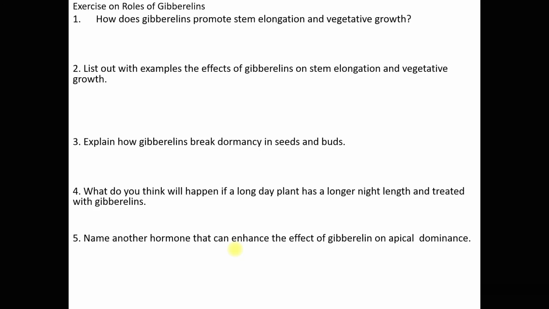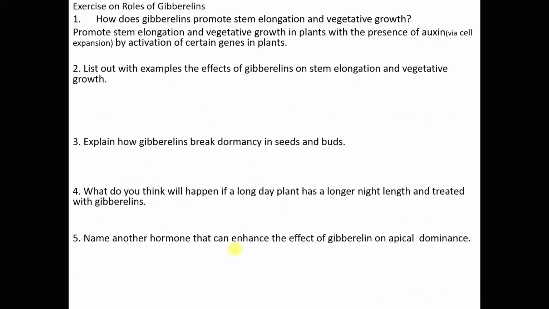How do gibberellins promote stem elongation and vegetative growth? Apparently gibberellins promote stem elongation and vegetative growth in plants with the presence of auxin, right? By activation of certain genes in plants. List out with examples the effects of gibberellins on stem elongation and vegetative growth.